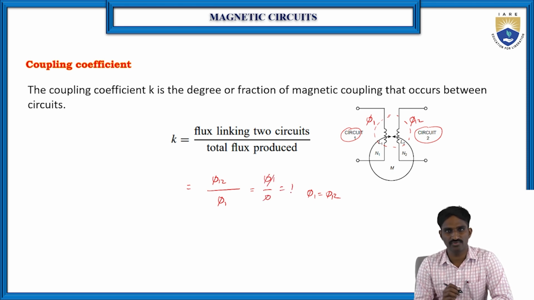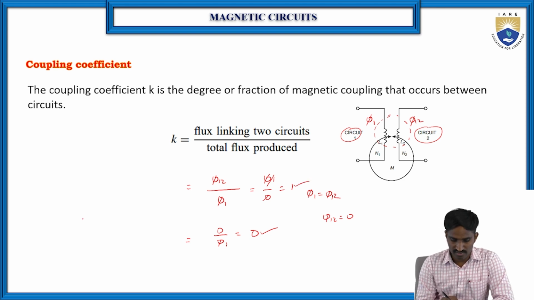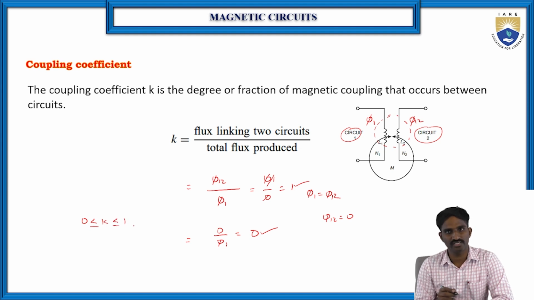This is one case. In another case, suppose there is no flux linking with the secondary winding. Then phi 12 is equal to 0, and 0 by phi 1 is equal to 0. Which means the minimum value of the coefficient of coupling is 0 and the maximum value is 1. So the coefficient of coupling will always be between 0 and 1: greater than or equal to 0 and less than or equal to 1.